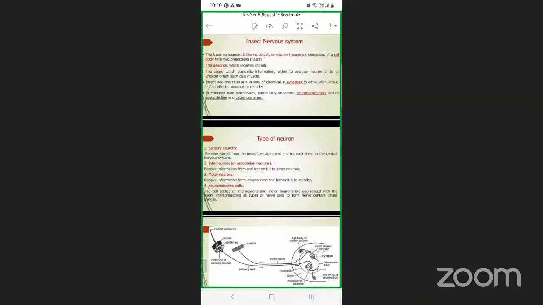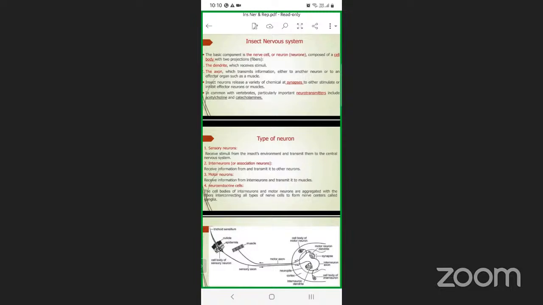And interneurons receive information from the sensory neurons and transmit it to the other neurons. Motor neurons receive information from interneurons and transmit it to the muscles.